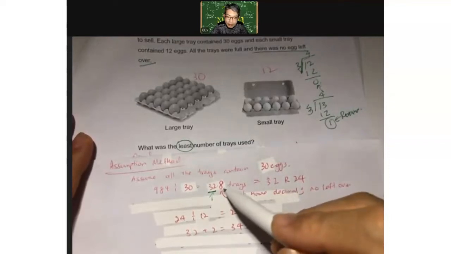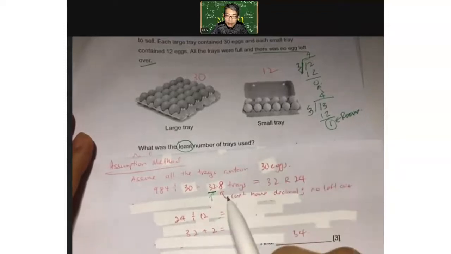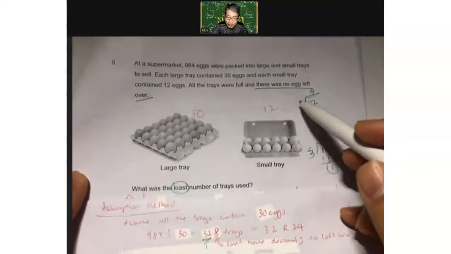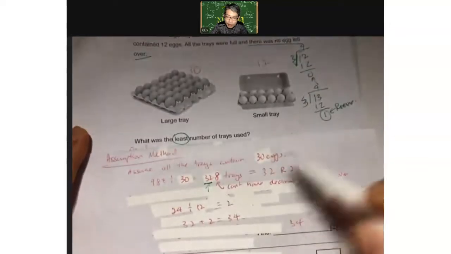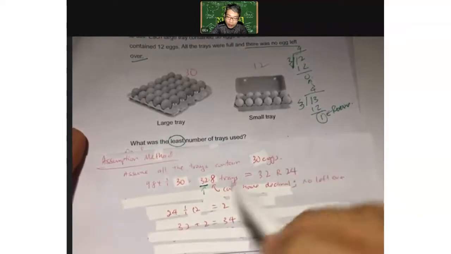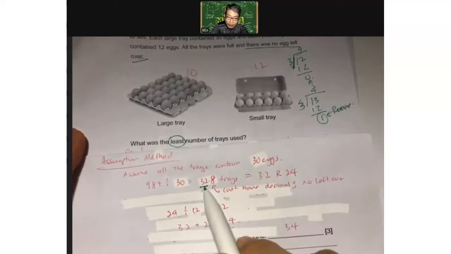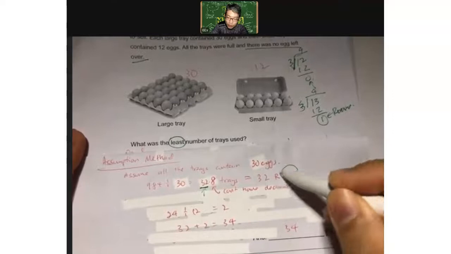But there are some remainder, right? But we can't have remainder, because it's supposed to be no remainder. There were no eggs left. What does this remainder mean? It means remainder 24. Which means after putting 30 eggs into every tray, into 32 trays, there were still 24 eggs left.